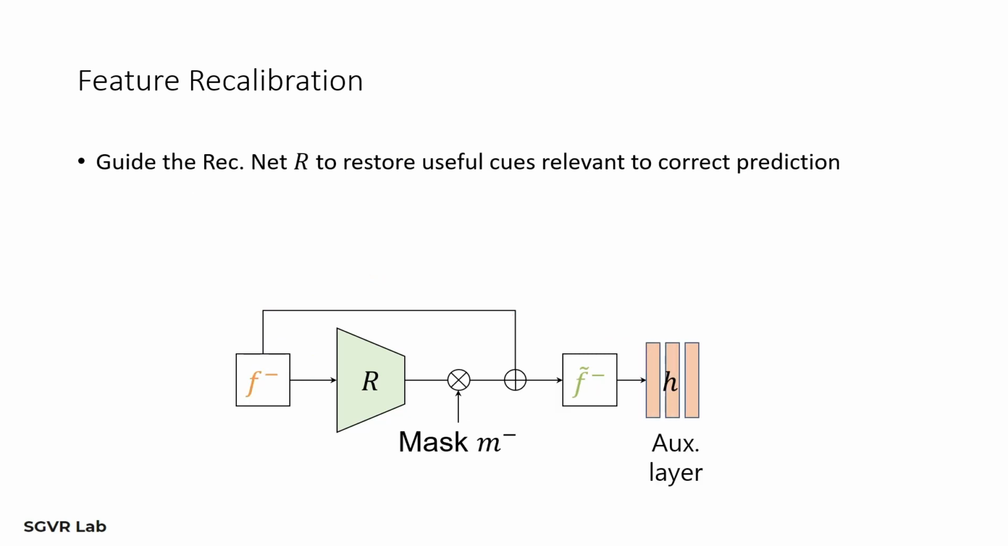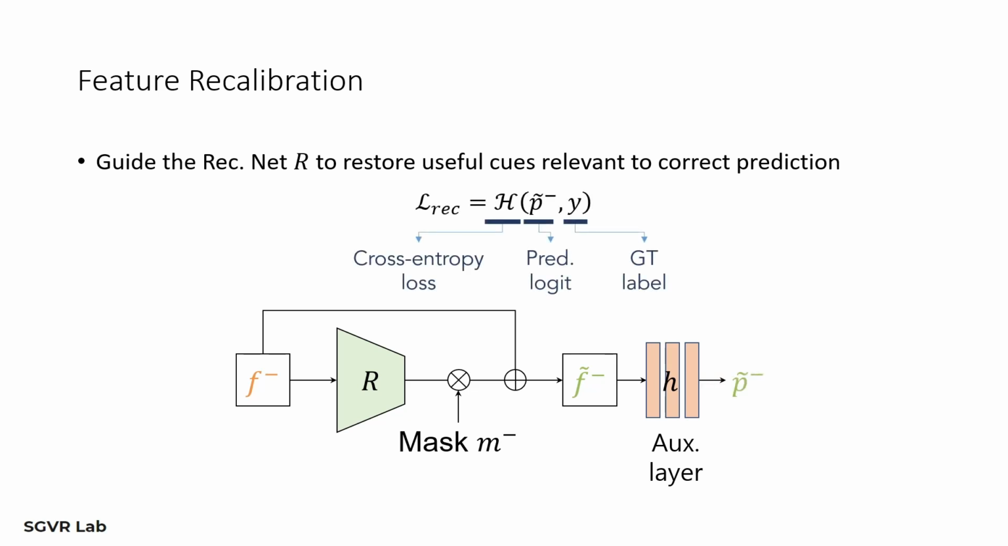To train the recalibration net to correctly restore useful cues from the non-robust feature, we again attach an auxiliary classifier after the recalibrated feature. Then we form the recalibration loss based on the logit output from the recalibrated feature, or P tilde minus. Recalibration loss guides the recalibration net to restore information relevant to the correct predictions.